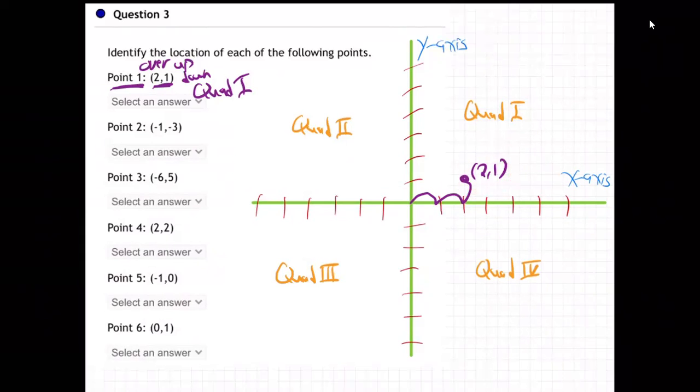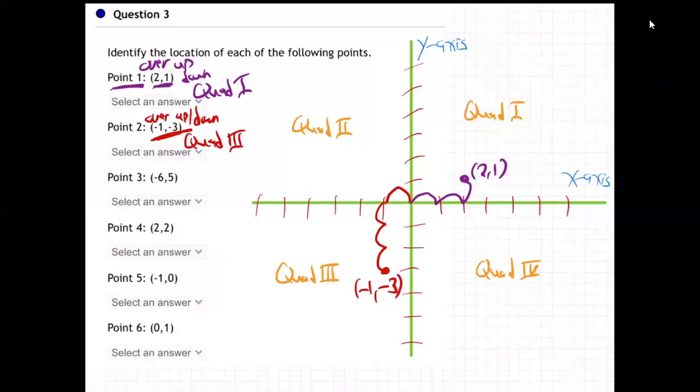How about negative 1, negative 3? So that's back 1, down 1, 2, 3, right there. Back 1, down 3. That point's in quadrant 3. So again, remember the first number is over, second number is up or down, positive up, negative down.